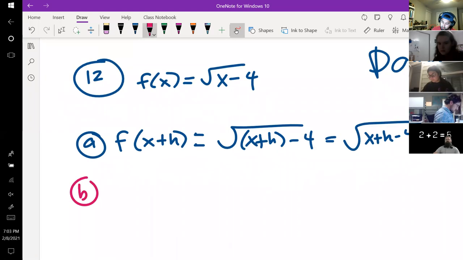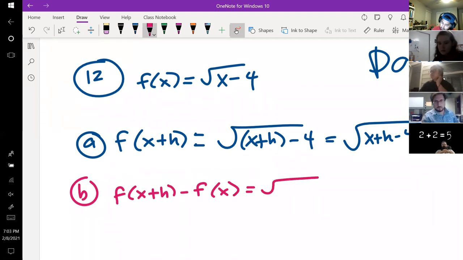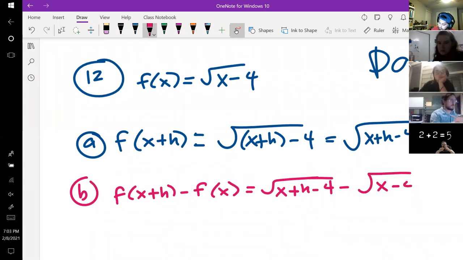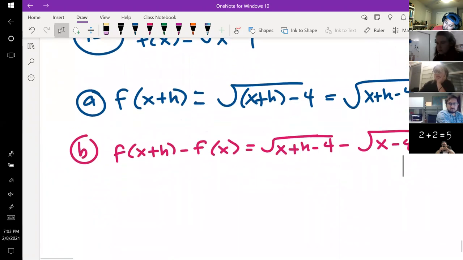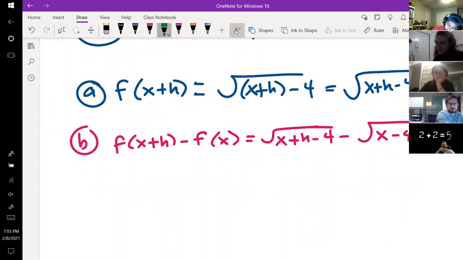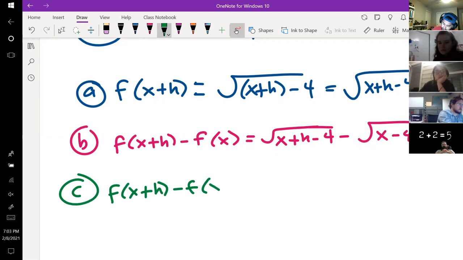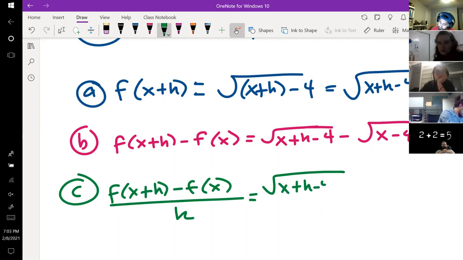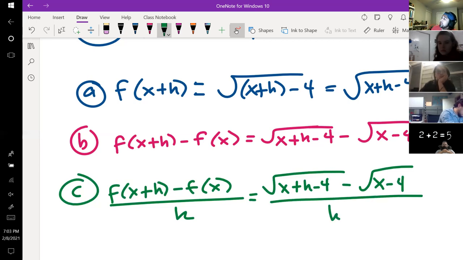So the next step, keep it the same. What is f of x plus h minus f of x? And you take the square root of x plus h minus 4 and you subtract the original one. And again, done. Can't do anything here. And then next, C, f of x plus h minus f of x over h. And we take all of this, put it all over h. And now since we weren't able to do anything on the first step, second step, we have to do something on this third step.